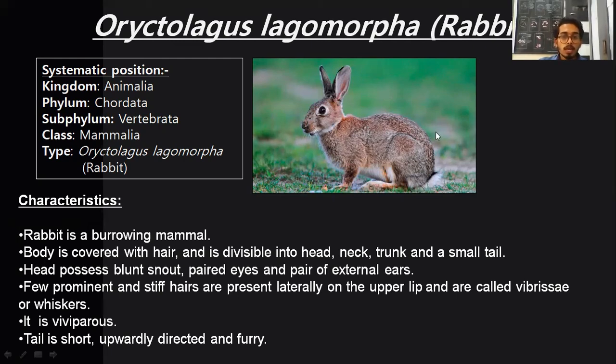Now the tail is short, slightly upwardly directed, and furry. So this is a peculiar characteristic of class Mammalia. The type specimen is Oryctolagus cuniculus. So this completes your practical study of external morphology in animals.